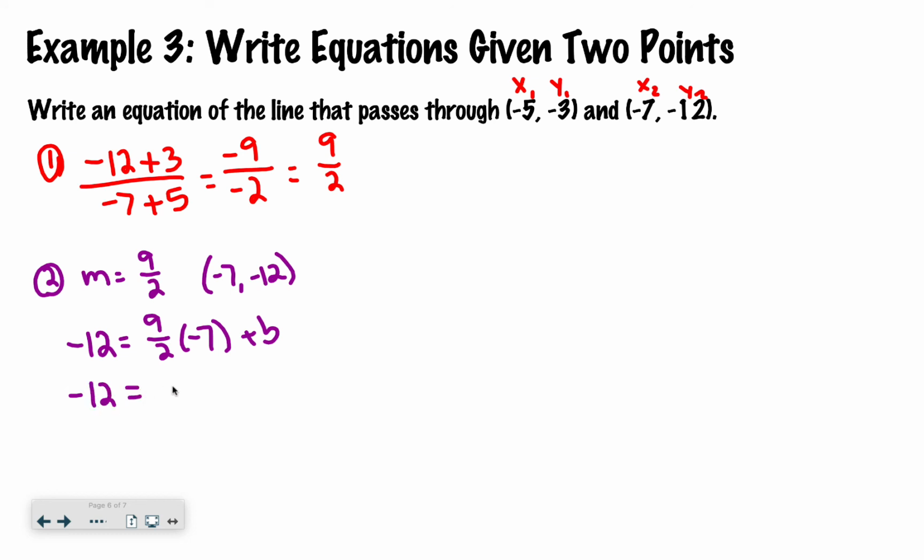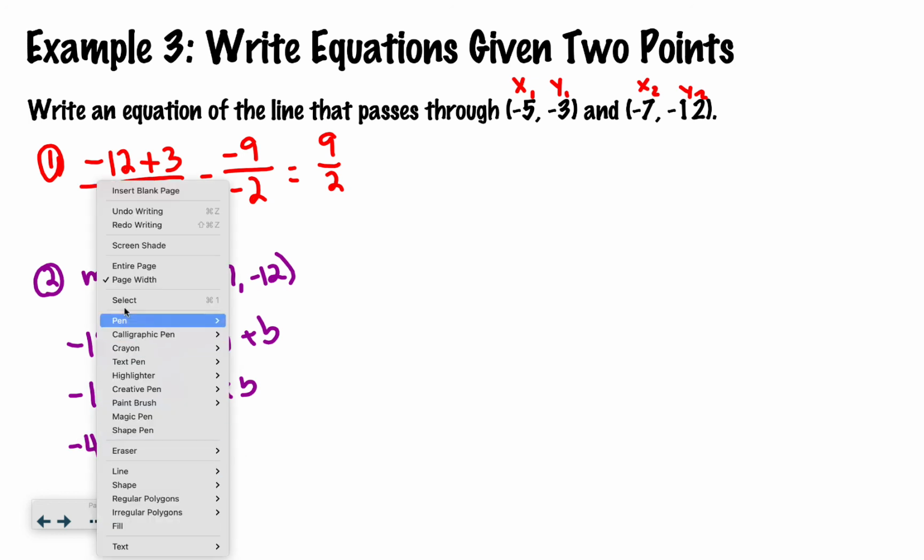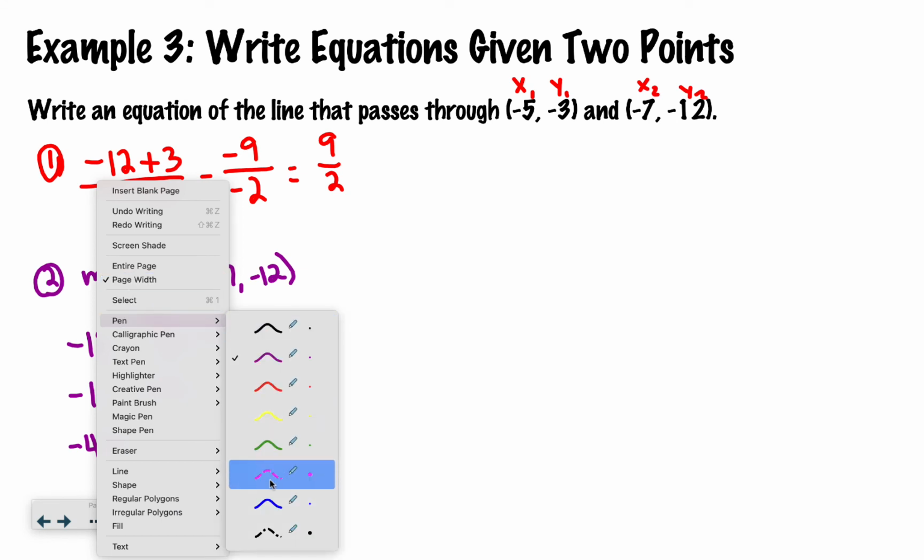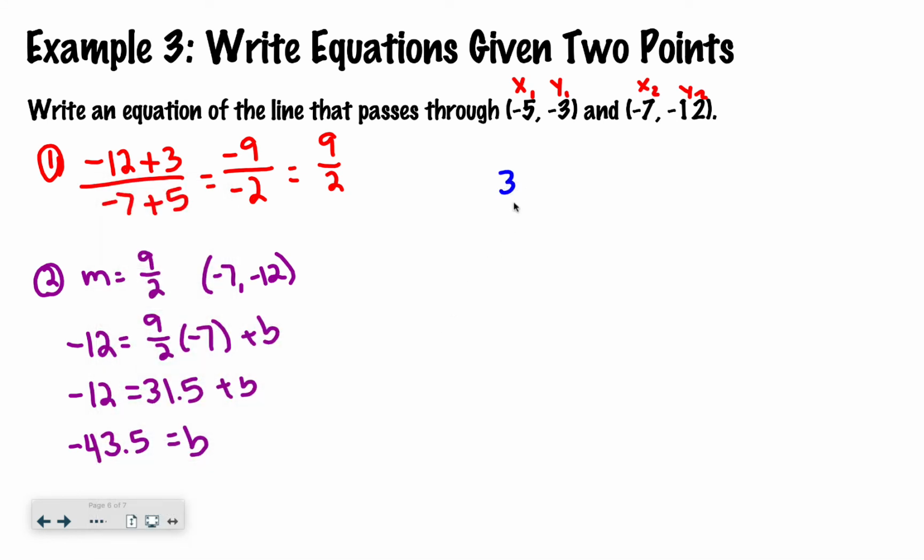So negative 12 equals, and then that is 31.5 plus b. And if I subtract that, I get negative 43.5 equals b. So now I have my b value, and my last step is going to be to write the equation. So I say y equals my slope times x plus b. So in this case, that's actually a minus 43.5. And that would be my final answer.